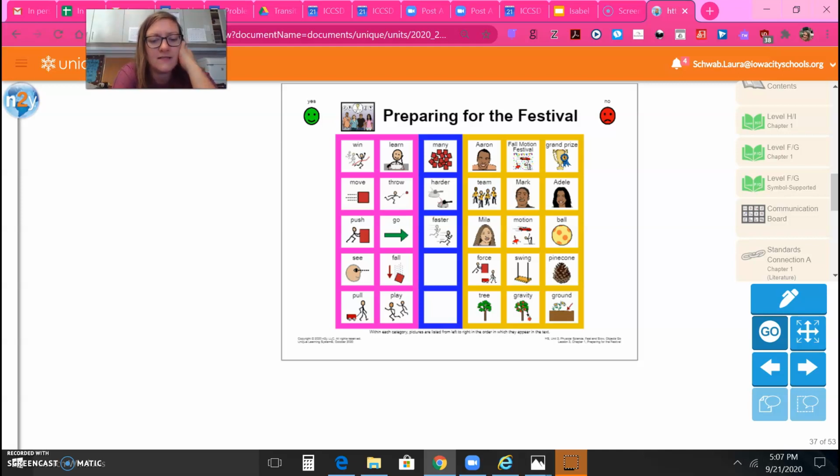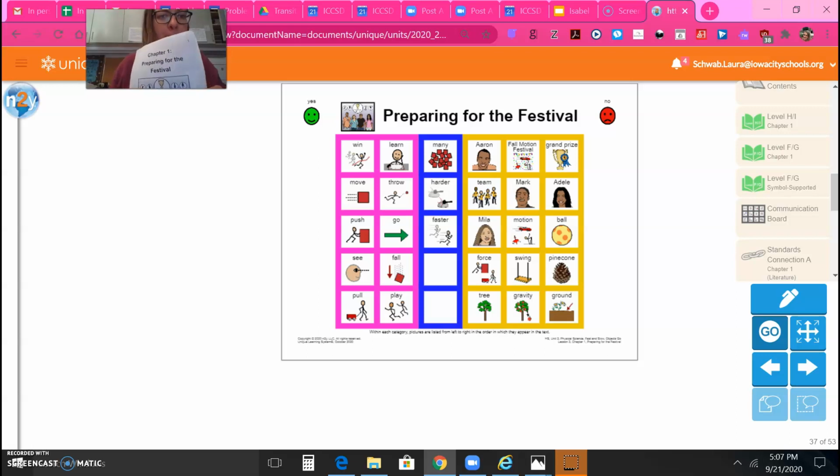All right, my friends, today we are going to read chapter 1, Preparing for a Festival. Look at the little square with Schwab's head in the tiny part of your screen. You're going to get out this story from your science folder that says chapter 1, Preparing for the Festival.